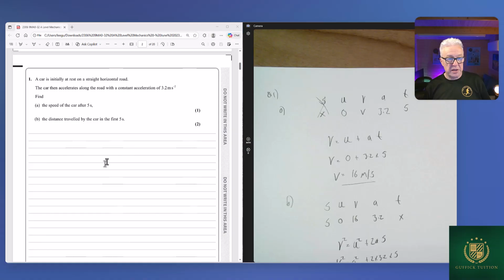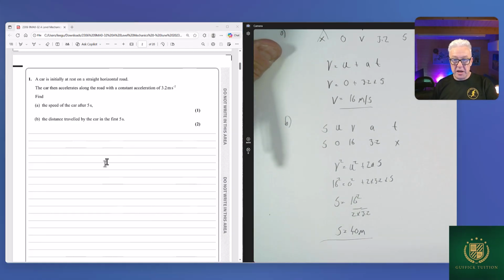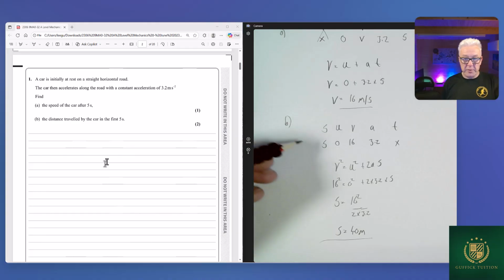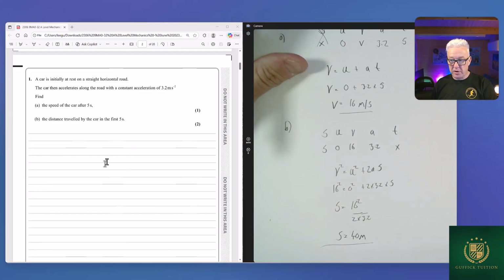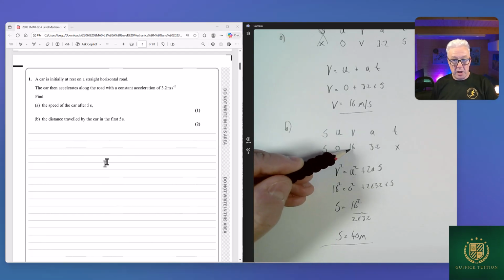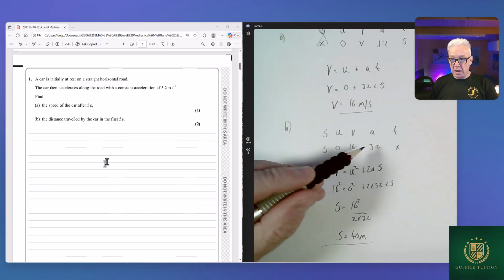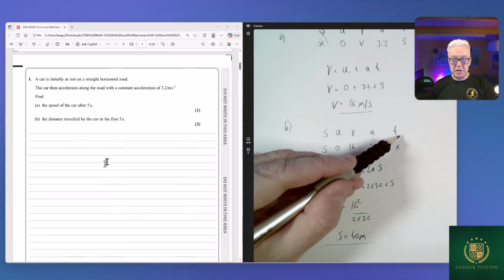Now part B, find the distance travelled by the car. So now that we know the speed is 16, I start off by writing down SUVAT again and filling in the information that we've got. This time we're trying to find the distance, so I put S there. U again is 0. I now know that V is 16. I know that A is 3.2, and I'm not worried about the time because there's always one that you don't need.